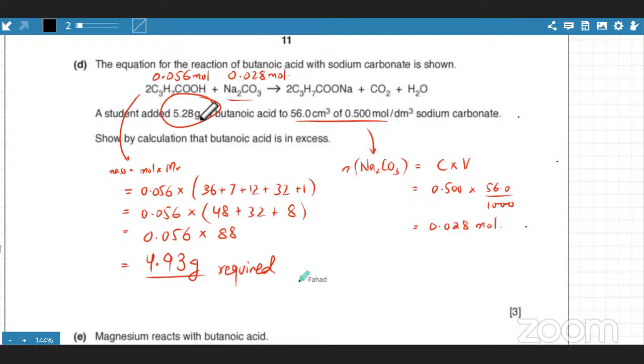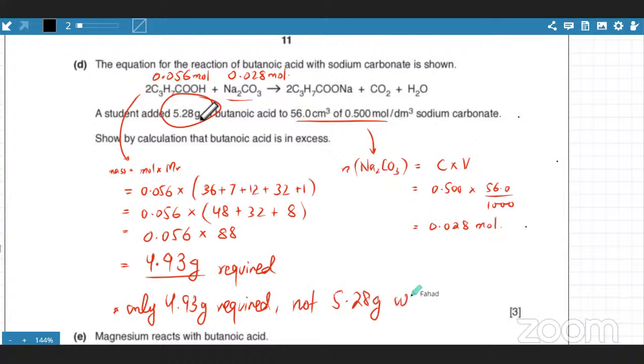So we're going to write a statement over here. Only 4.93 grams are required, not 5.28 grams, so butanoic acid is obviously in excess.